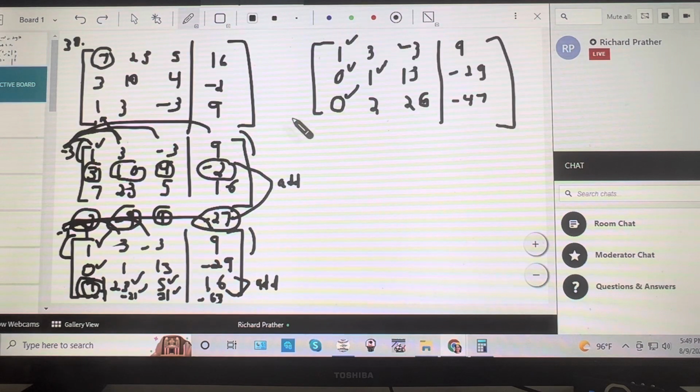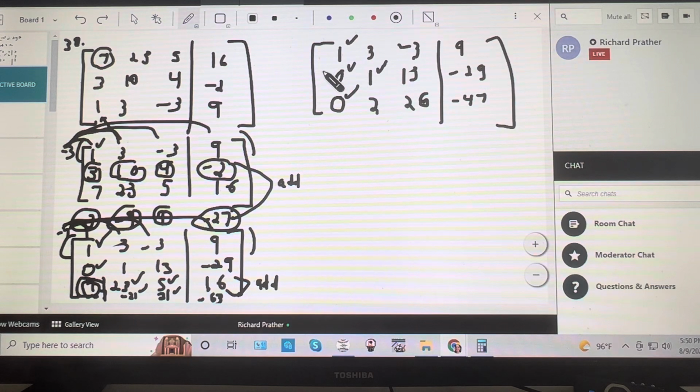So again, if that was not already a 1, I would just divide everything in that row by whatever it is. If that was a 6, I would divide everything by 6. 6 divided by 6 would be 1. But I got the 1 there, so now we need this 3 and this 2 to both become zeros.